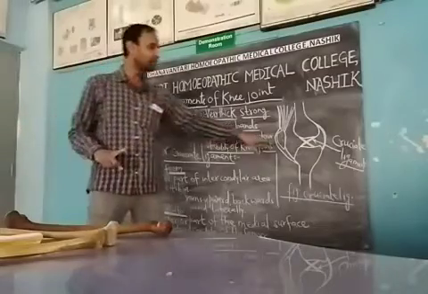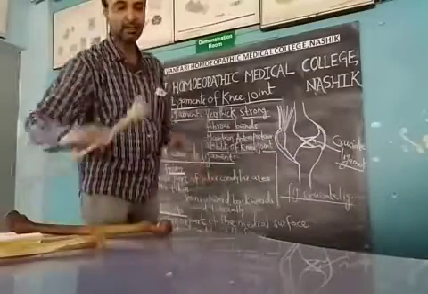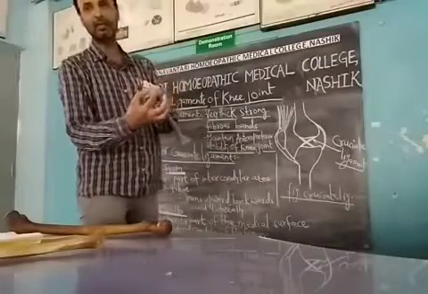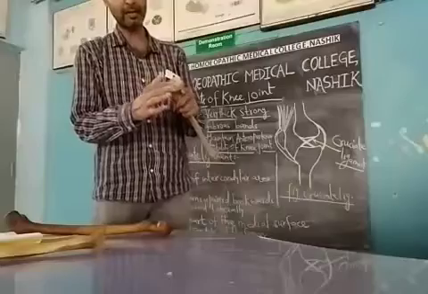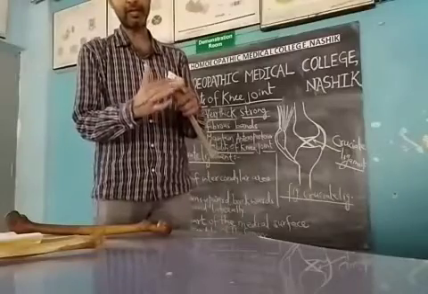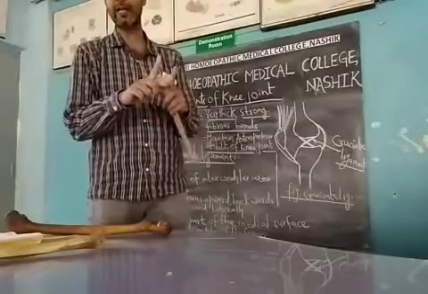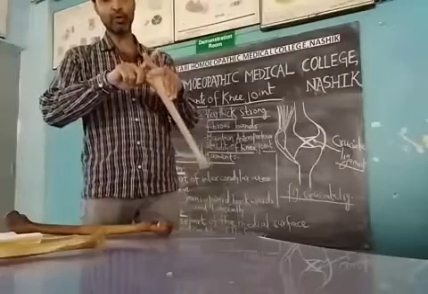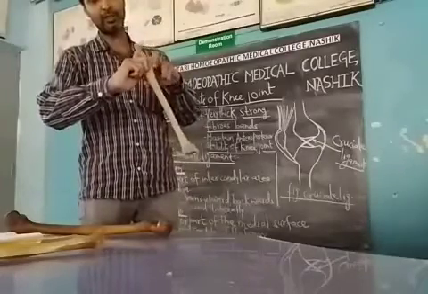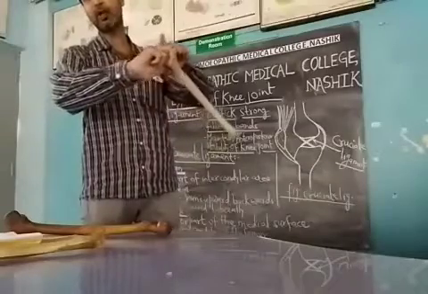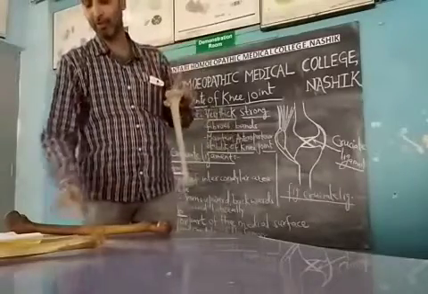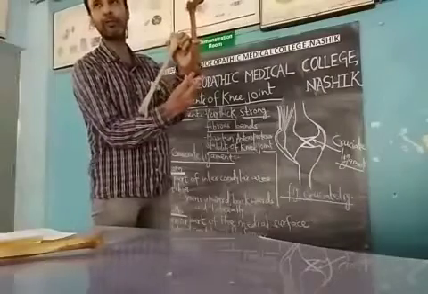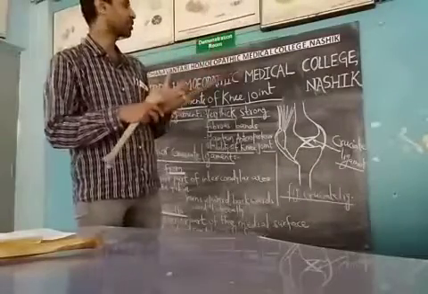They arise from the intercondylar area. See, this is the intercondylar area. These are the two condyles of the tibia, and the central, middle part is the intercondylar area. This is exactly in the center of the knee joint. From here they cross and attach to the condyles of the femur. That's the reason this is a cruciate ligament.